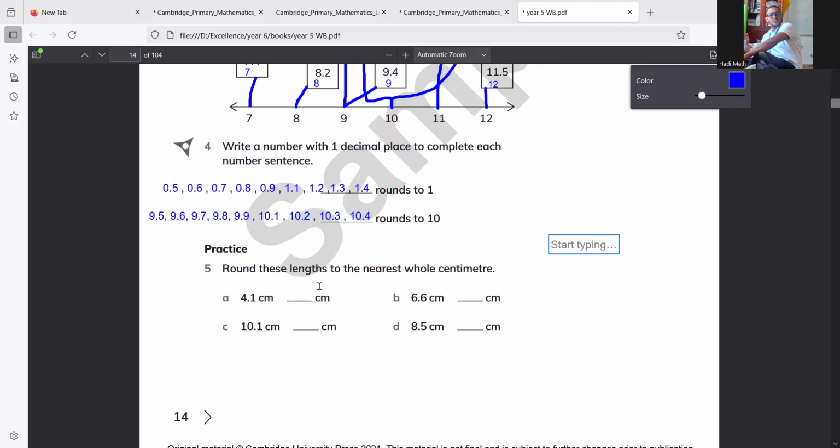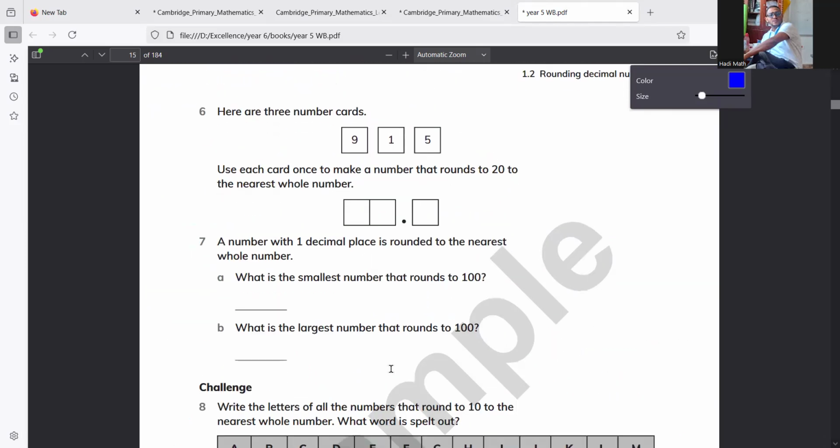They say round these to the nearest whole centimeter. 4.1, after the decimal point, there is 1. When there is 1, we don't add, so it's going to be just 4. 6.6, after the decimal point is 6. 5 and more you add, so it's going to be 7 centimeter. This one here, 10.1. 1 is not going to add, so it's going to be just 10. And this 8.5, after decimal point, you have 5, so you're going to add, so it's going to be 9 centimeter. That's it. Let's go to question number 6.